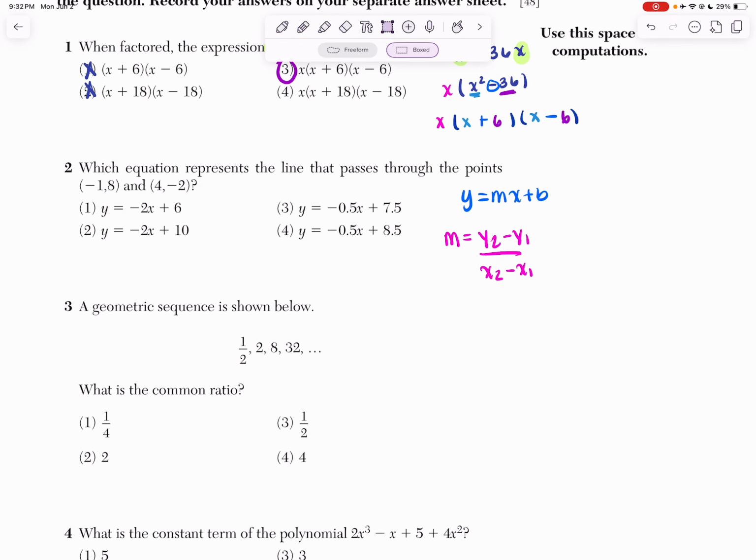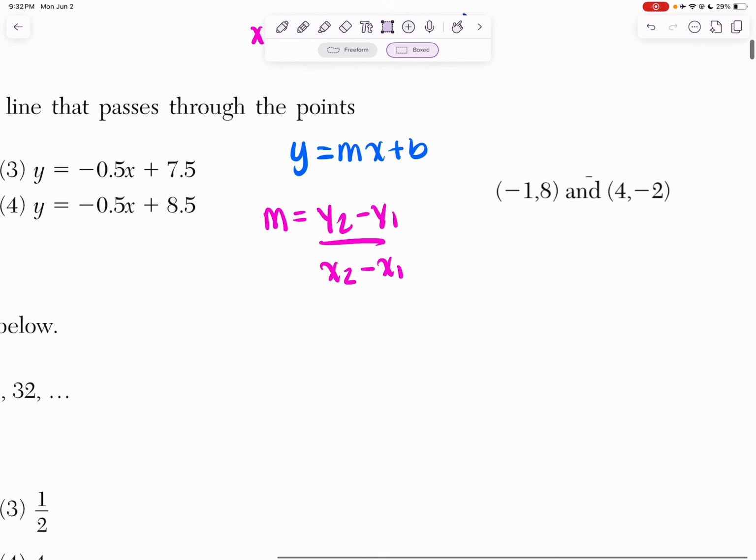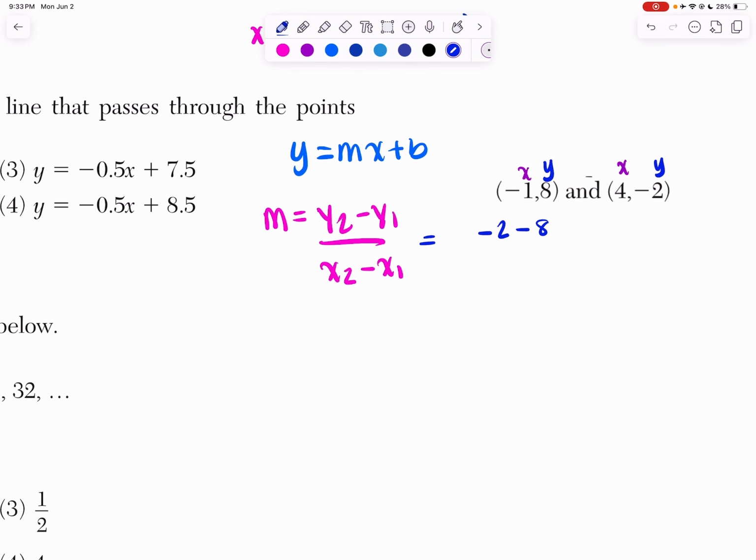So if we look at our points, which are (-1, 8) and (4, -2), we can plug those points into our slope formula to find out what our slope is. So what I'm going to do first is identify my x values, which are -1 and 4, and then identify my y values, which are 8 and -2. So let's plug those points into our slope formula. So we're going to do -2 minus 8 over 4 minus -1.